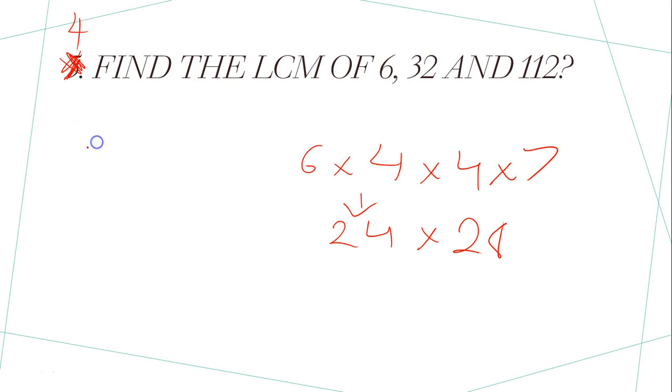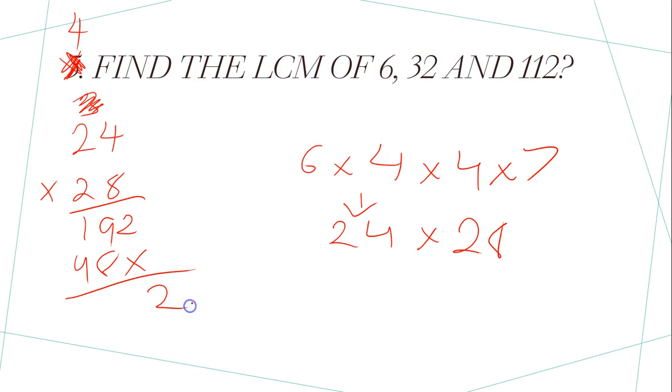24 times 28. 4 times 8 is 32, and 3 goes up there. 4 times 2 is 8, plus 3 is 11. Then we put a zero and multiply by 2: 2 times 8 is 16, 2 times 4 is 8, plus 1 is 9. Adding them up gives 672. I think that's the answer. So our LCM, lowest common multiple, is equal to 672.